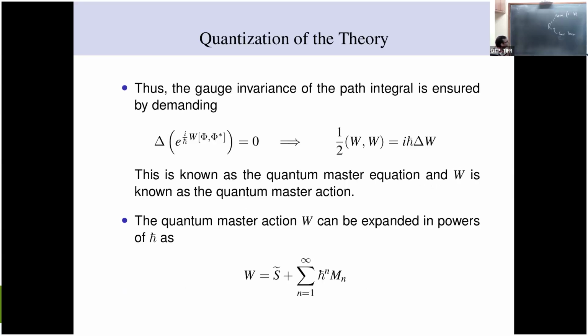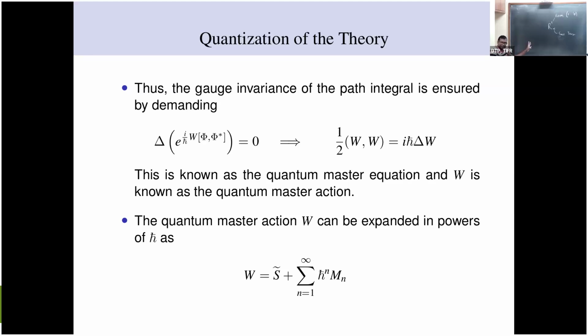The gauge invariance of this path integral will be ensured by demanding that this delta, which is an operator that acts on e to the power i by h bar W, vanishes. If you act with the derivative, you can show that it takes this form: half of (W, W) equals i h bar delta W. Here (W, W) is the antibracket of W which we had introduced, and delta is this operator. This is known as the quantum master equation, and W is known as the quantum master action. So we now have three actions in the system.